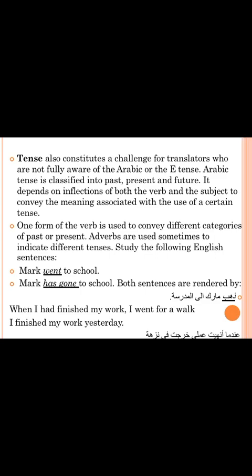these are a couple of examples here. Mark went to school and Mark has gone to school. Both sentences are rendered by ذهب مارك إلى المدرسة. So we started with the verb in Arabic, and we rendered both the past simple and the present perfect into ذهب, because we don't have present perfect in Arabic. So both of these tenses were translated into ذهب.